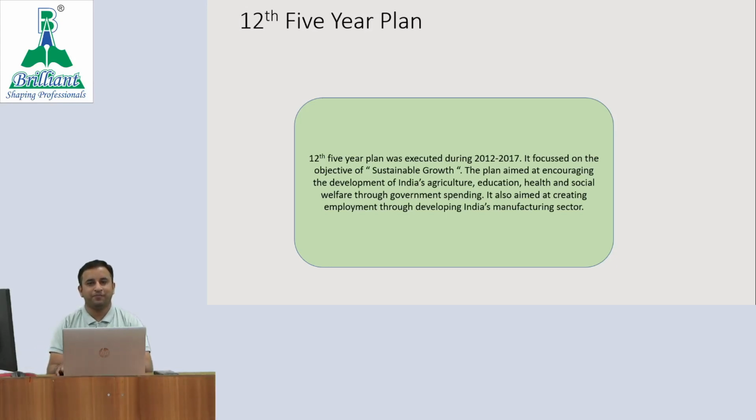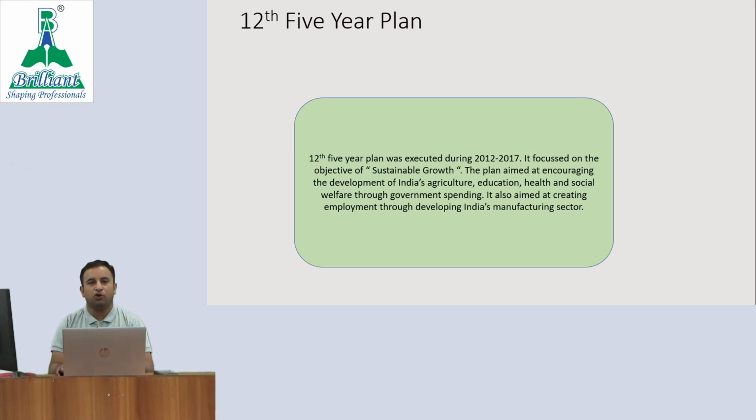Hello friends, having understood the concept of economic planning and also having understood the features of economic planning, today we are going to focus on the historical facts which were related to the 12th 5-year plan. So the 12th 5-year plan was executed during the period 2012 to 2017.